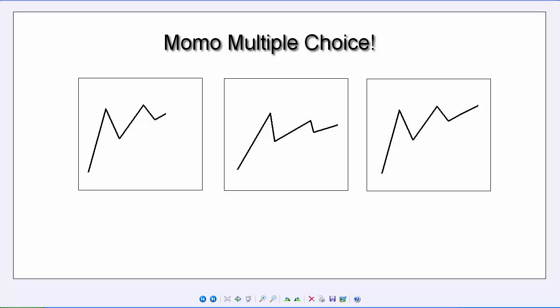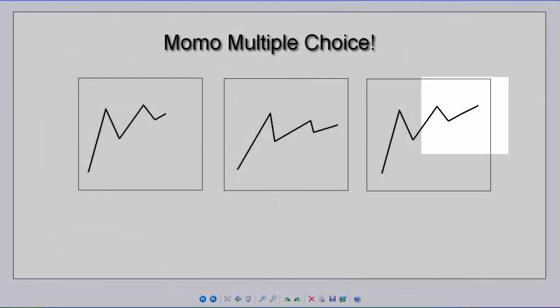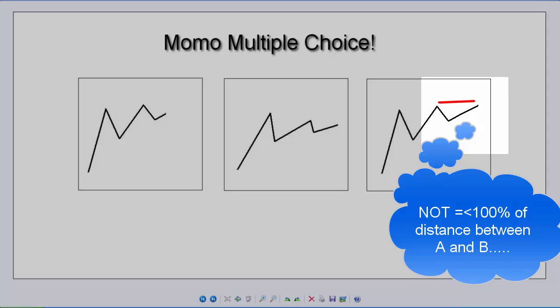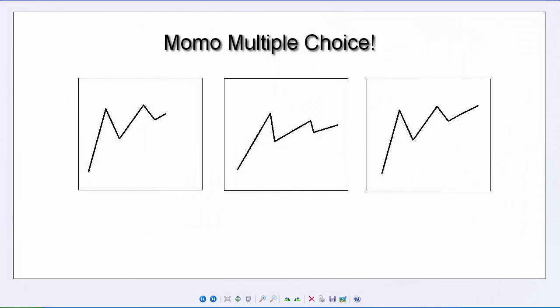In 3, we have everything in place except for the distance between the ends of the impulse waves. That is, point B, which is the end of the 2nd impulse wave, and point C, which is the end of the 3rd impulse wave, has a distance that is greater between them than the distance between point A and point B. That is the end of the 1st impulse wave and the end of the 2nd impulse wave. And so that's what negates that pattern.